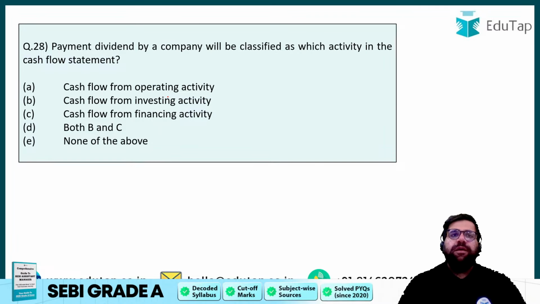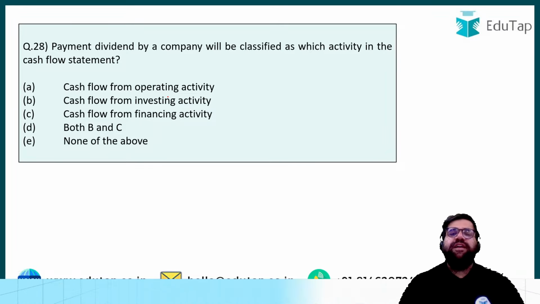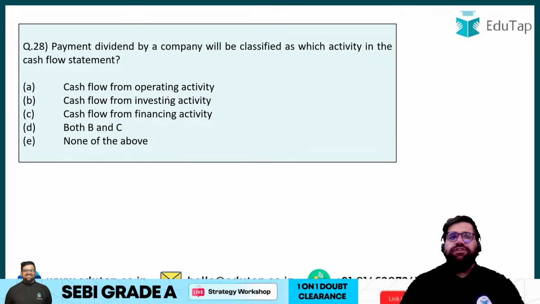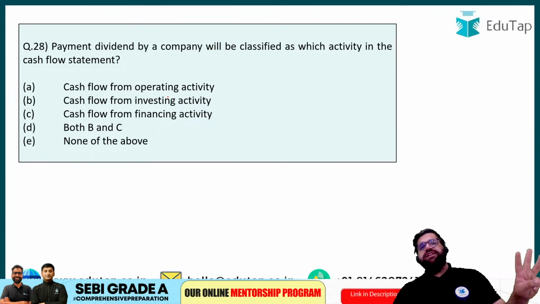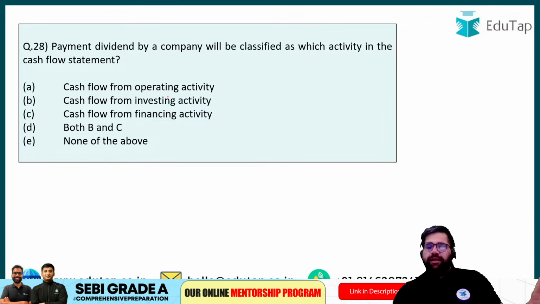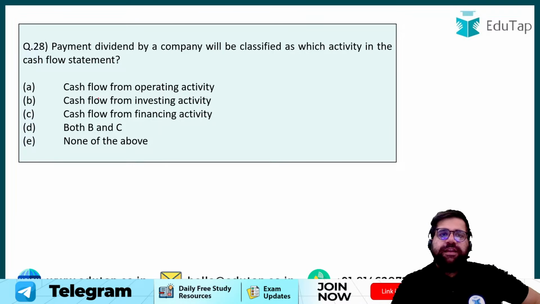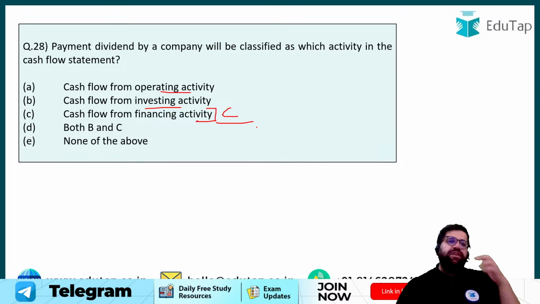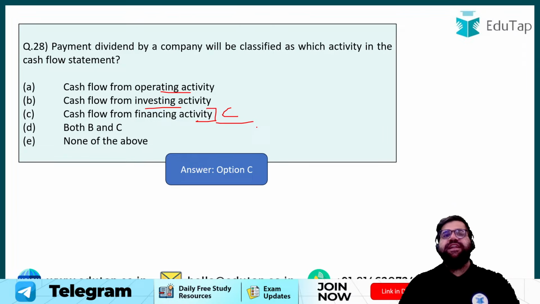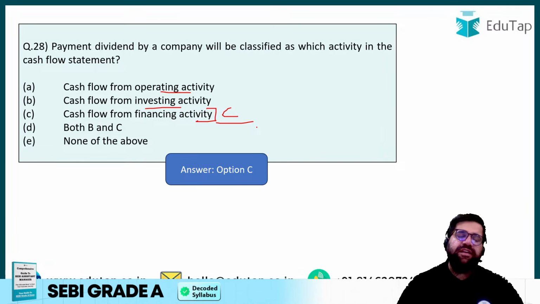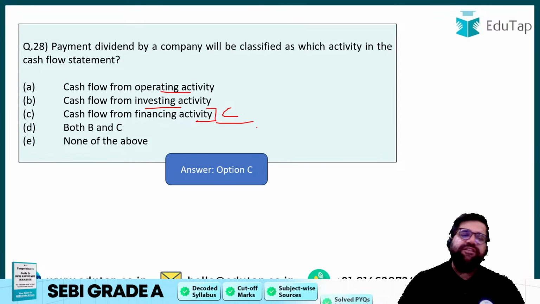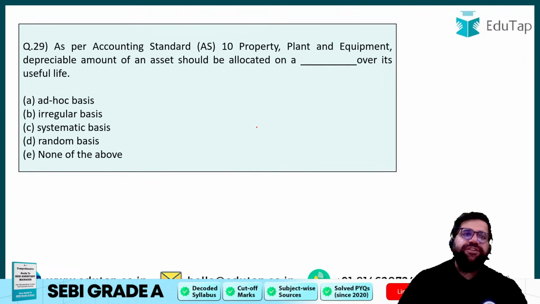Question number 28. Payment of dividend by a company will be classified as which of the activities under cash flow? If you are paying dividend, and dividend is paid on shares, it's not operating, it's not investing, it's a financing activity, right? Yes, lower of cost and NRV. So my answer will be option number C. Payment of dividend by a company will be a financing activity under the cash flow prepared as per Accounting Standard 3 and Indian Accounting Standard 7. Remember it, right? So the answer will be option number C.